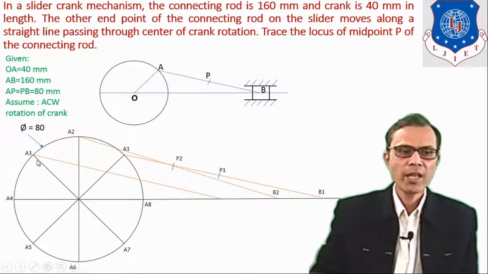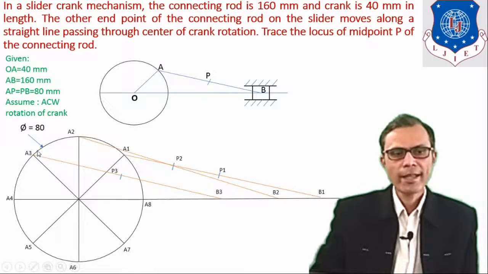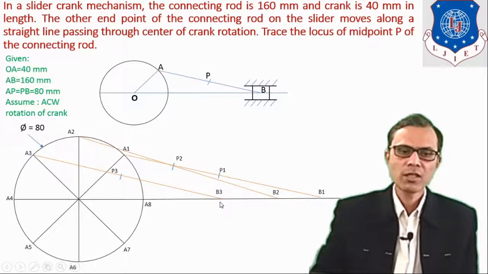So keep A3 as the center, compass size equal to 160 mm, and draw an arc on this line. So it is that intersecting point, and it is denoted by B3. So when crank is at position A3, slider will be at the position shown by B3, and midpoint of this A3 B3 is shown here, it is P3.